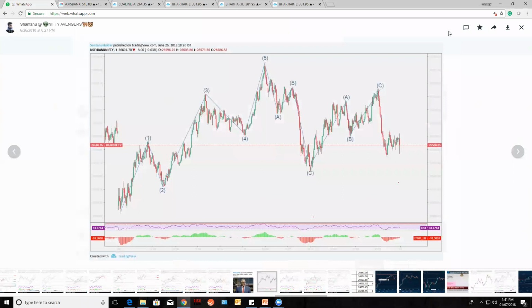See, someone has shared a chart. It's a simple zigzag correction. It is making a zigzag correction, right? Here it may make one more zigzag correction. Bank Nifty. After this, it may make one more zigzag correction here.